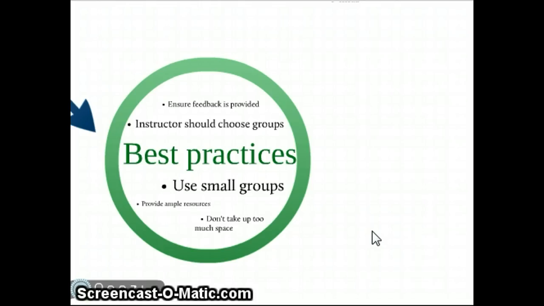As well, it's important to use small groups. The students need to feel as though they're really involved in this process, and they all need to have a large share, or it's not a very valuable exercise. Small groups ensure that that happens.